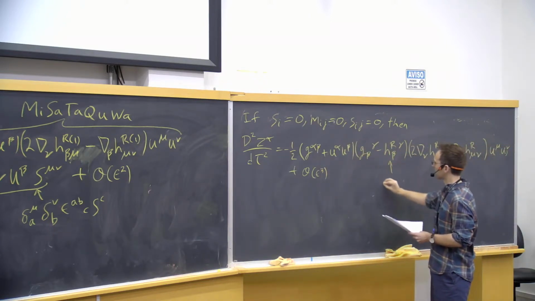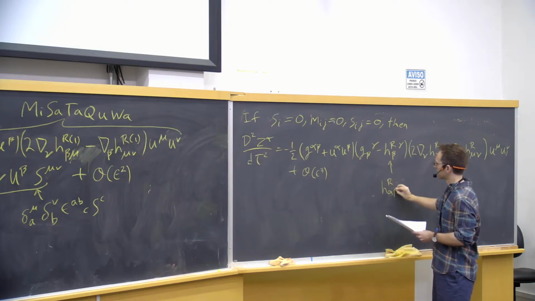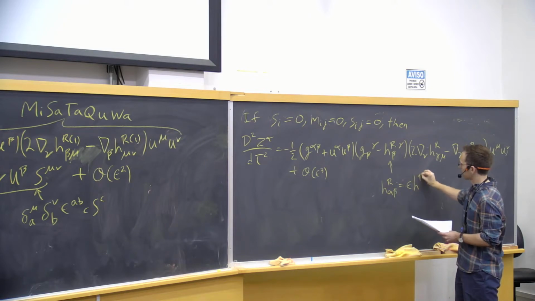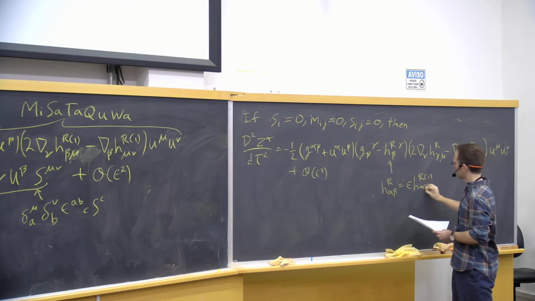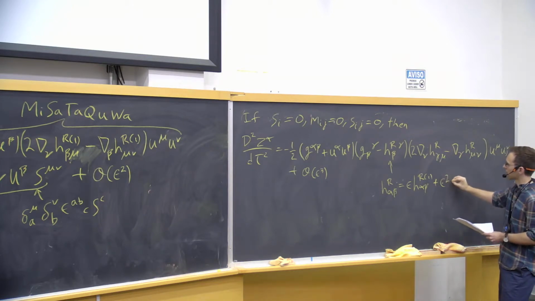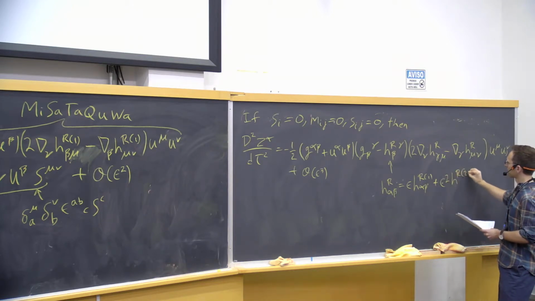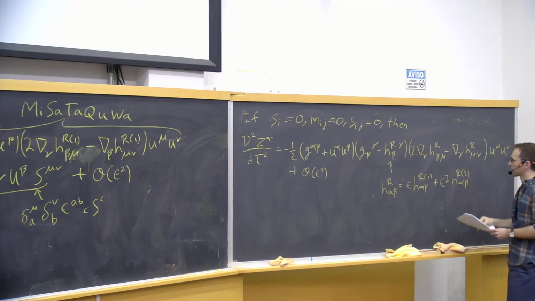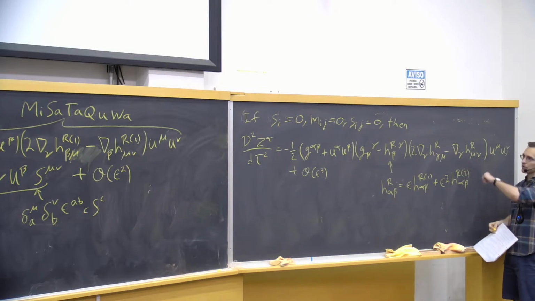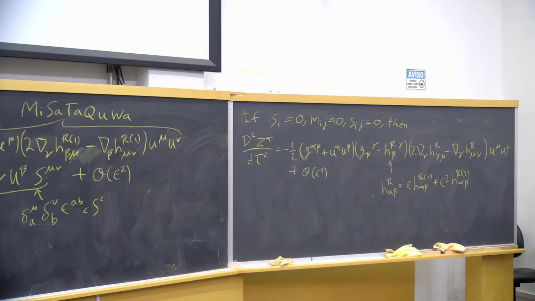And here h R is the sum of the first order and second order pieces. So epsilon times h R1 plus epsilon squared h R2. So you see that everything comes out in terms of h R. So this was another good reason to make that split in between h S and h R.